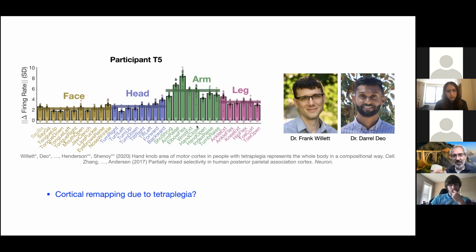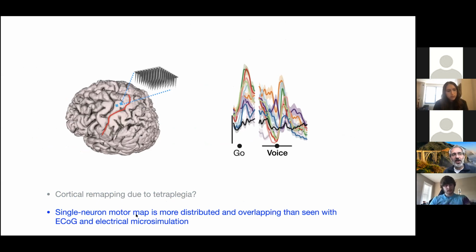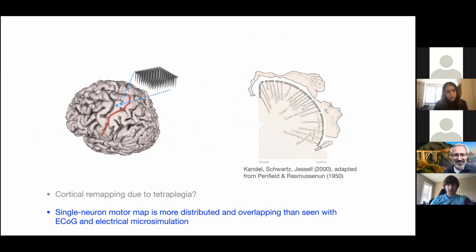If you stimulate on the surface, yeah, that's the arm area of cortex, but it doesn't mean that that's all it's doing or that's all the signals are doing. Okay. And it is consistent with ECOG, where you're measuring the strongest signal, but there's still lots of other signal. And this really fits into this major theme in systems neuroscience of mixed cell activity, right? Okay. So the single neuron motor map appears to be more distributed and overlapping than seen with ECOG grids or electrical stimulation.